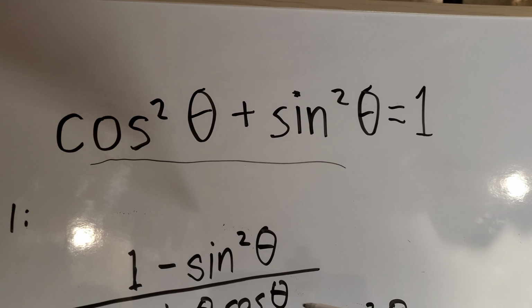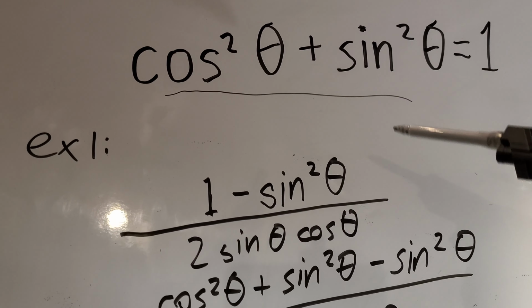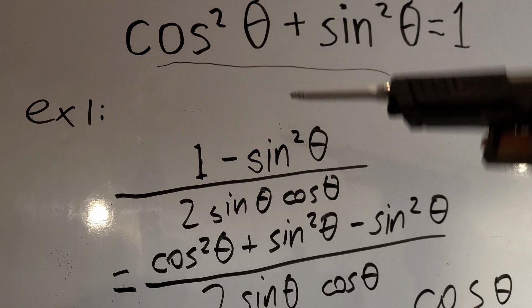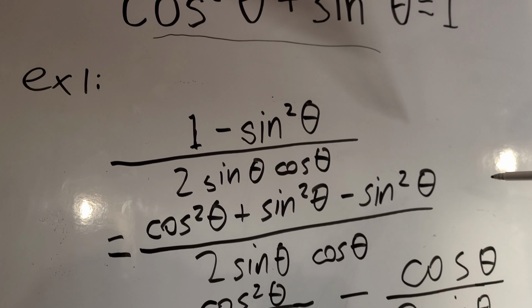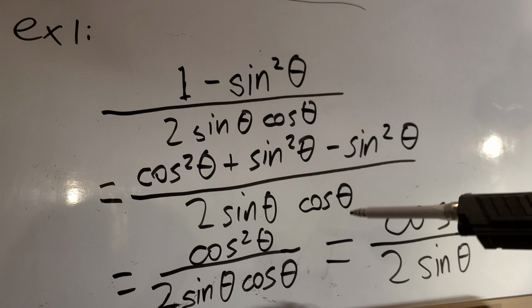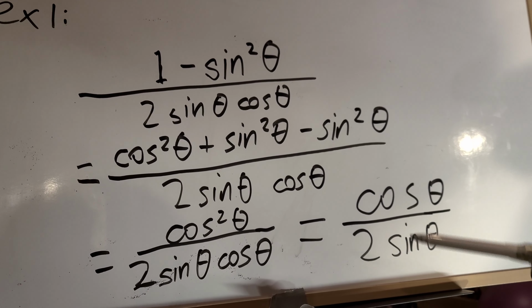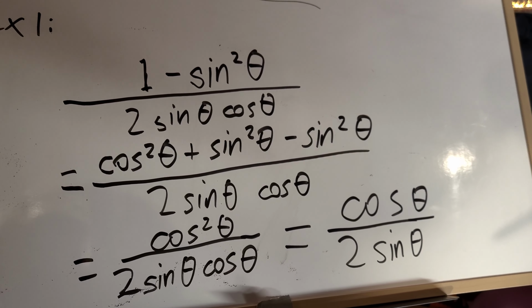See, in the first example, at first glance it doesn't seem to simplify, right? But if we replace 1 with cos squared theta plus sine squared theta, then the sine squared theta can cancel out this sine squared theta, so you're left with cos squared theta all over 2 sine theta cos theta, and that allows you to simplify.